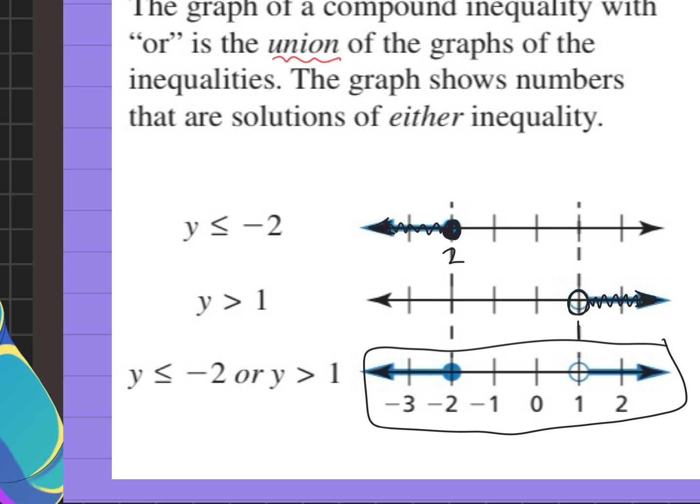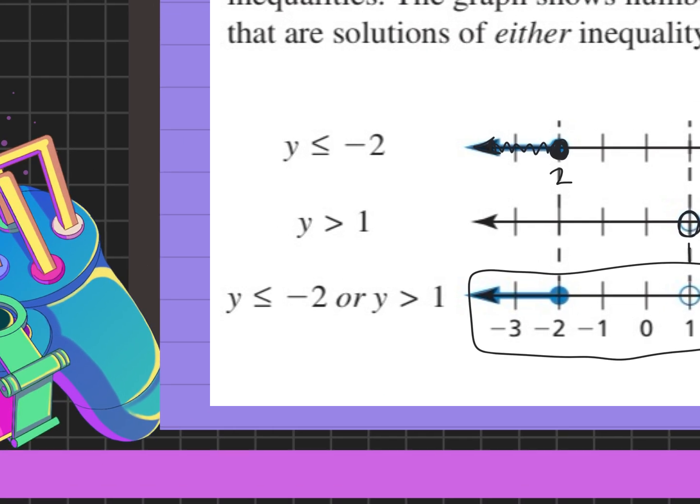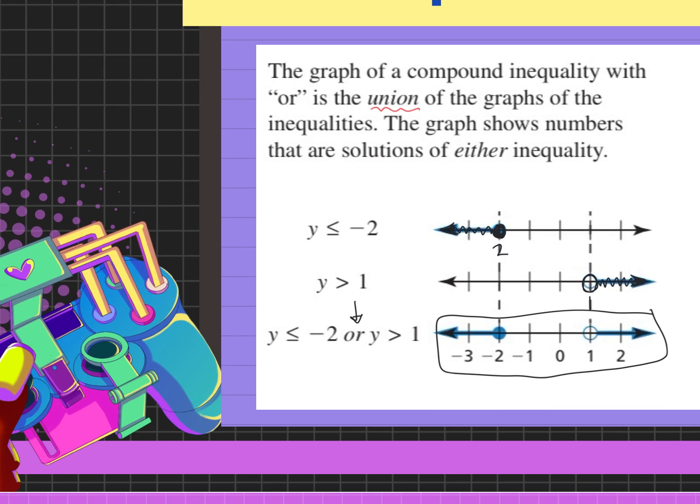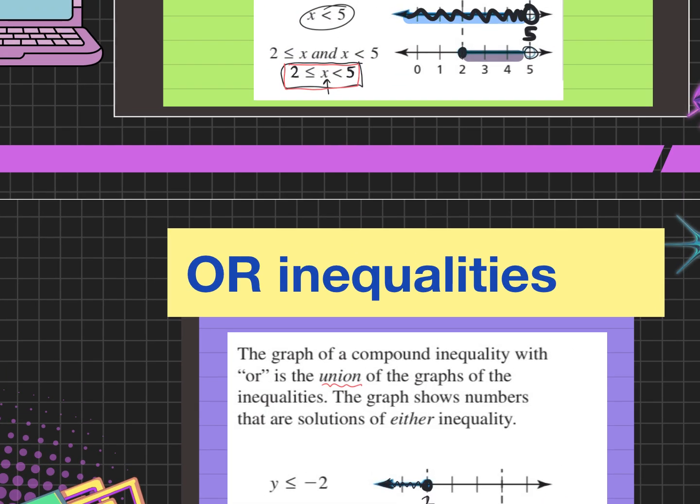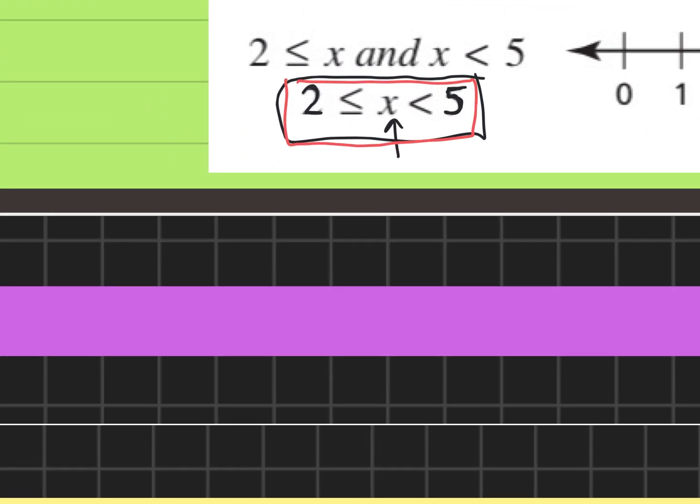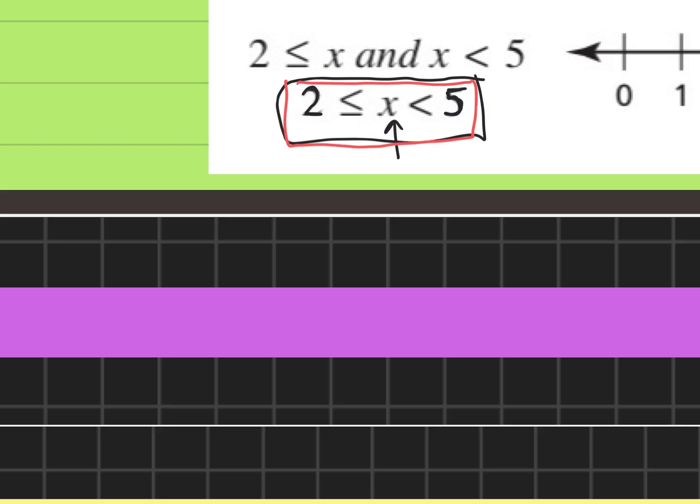So this is an OR inequality. It's either the numbers less than -2 or the numbers greater than 1, but you can't have both at the same time. And that's what an OR inequality will give you. When you have an OR inequality, you literally write the word OR in between. So you write the two inequalities and just put the word OR in the middle. Versus when you have an AND inequality, it's unfortunately not as simple. You can't write the word AND. You have to write it like this, where you put x in the middle and write your smaller number on the left, bigger number on the right, and your inequality symbols.